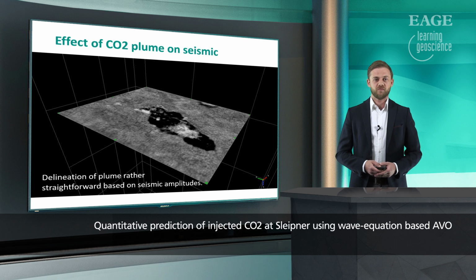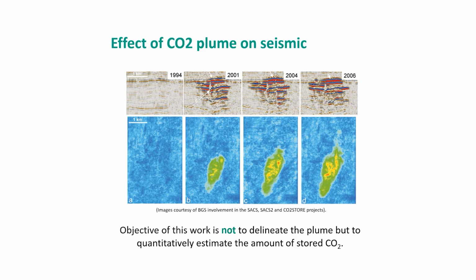The situation becomes even clearer when you look at the time slice, and I think it's very clear that the pure delineation of the CO2 plume is rather straightforward based on the seismic amplitudes alone. But again, in this work, we're not interested in the delineation, but in getting a quantitative estimate of the CO2. On this slide, you can see the effect of CO2 on the seismic.